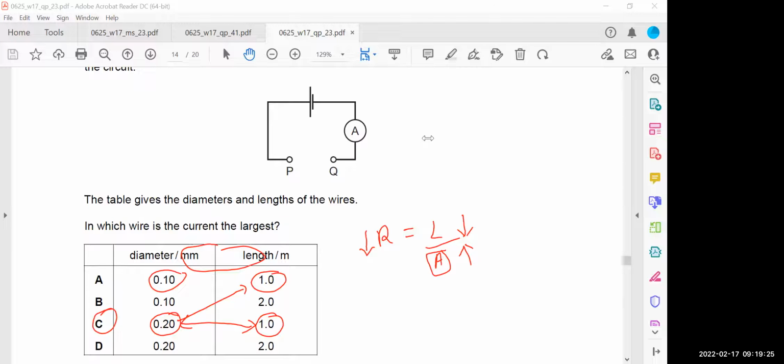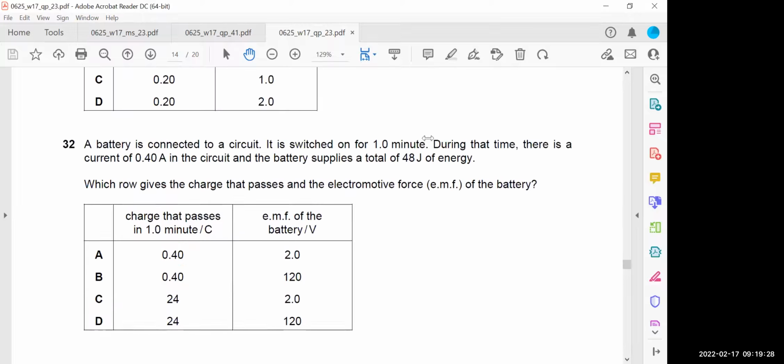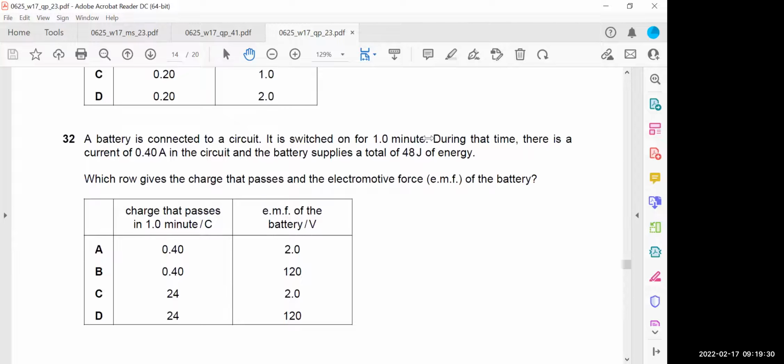Question number 32. A battery is connected to a circuit. It is switched on for 1 minute. During that time, there is a current of 0.40 ampere in the circuit, and the battery supplies a total of 48 joule of energy. Which row gives the charge that passes and the electromotive force of the battery?